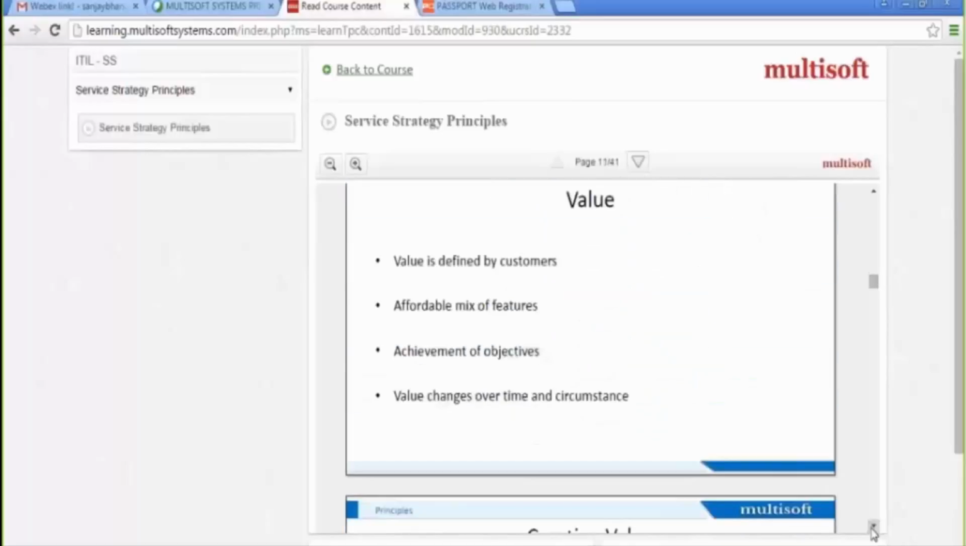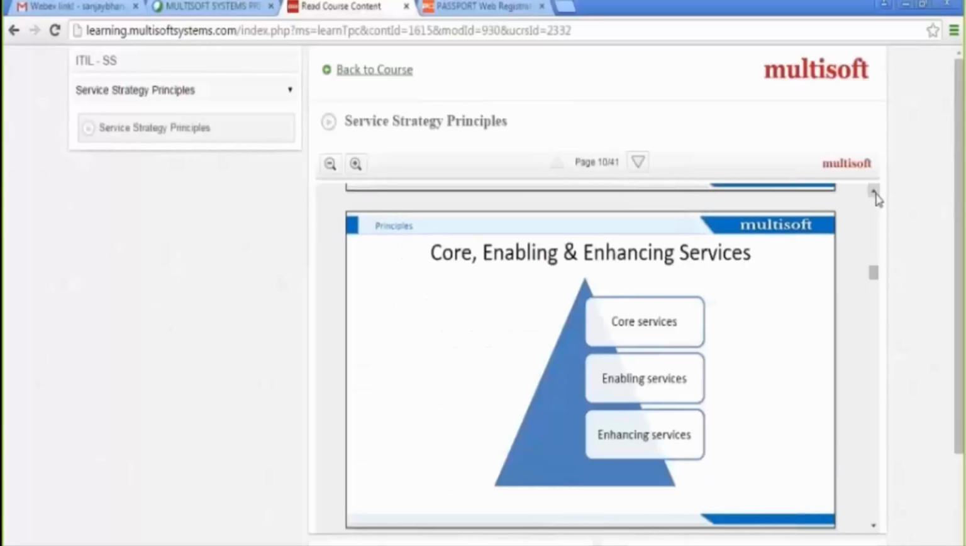So value we discussed. Value is defined by the customer, an affordable mix of features. Here we are talking about core, enabling, and enhancing, right? What is the difference between core and enabling? So core and enabling means, if you need a service, right?